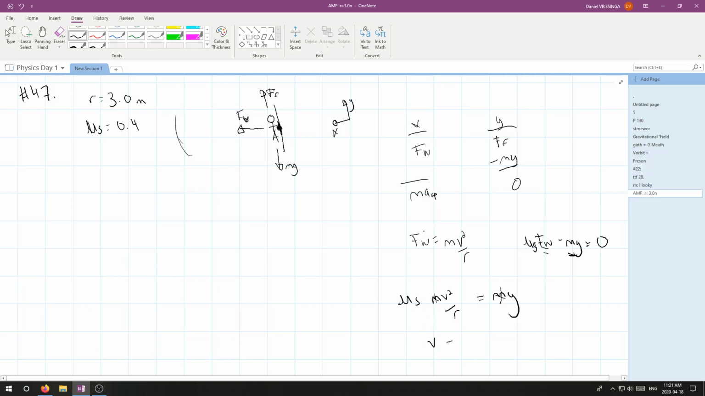And then I could solve for v. It's going to equal the square root of gr over mu s. So there's a nice tight formula for you to solve the velocity that will keep that person stuck to the wall. Okay, so if you've ever been on those rides, they're pretty cool.